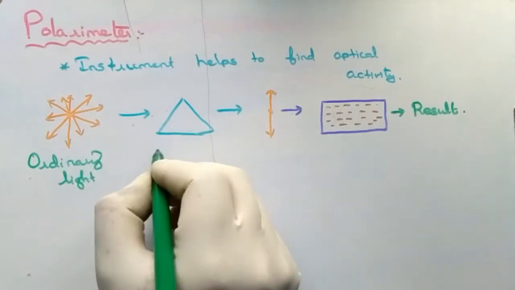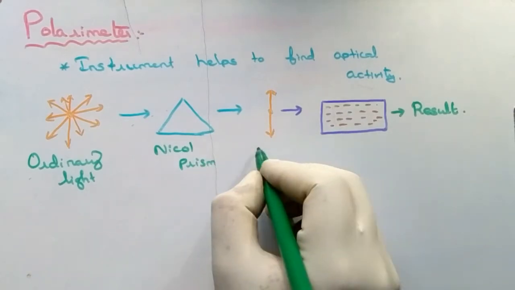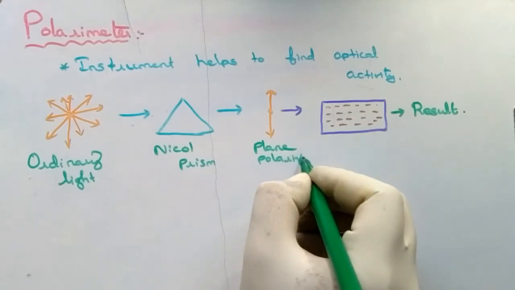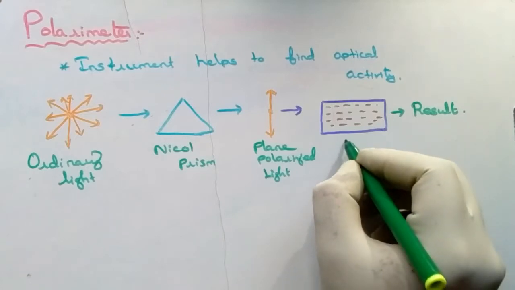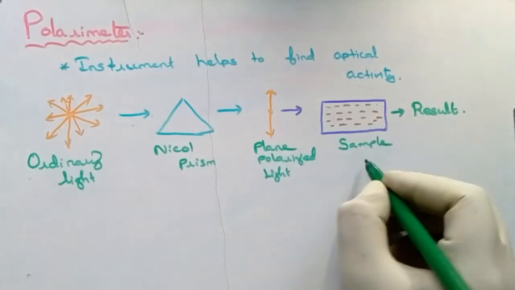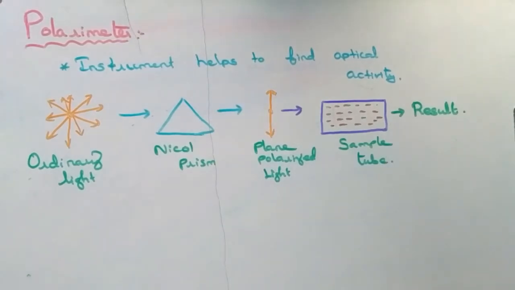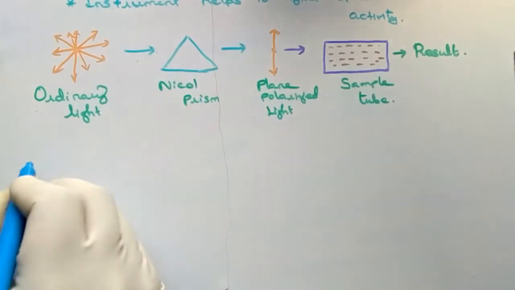So this is ordinary light and this is the nicol prism, which is called the polarizer. This is plane polarized light because the light particle is vibrating in only one direction. Next, this is the sample container, the sample tube. After that, we get the results. Now we are going to see how the results may come. Three types of results may come. Let's see one by one.